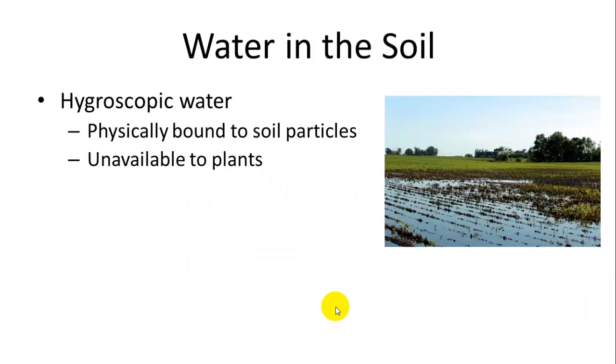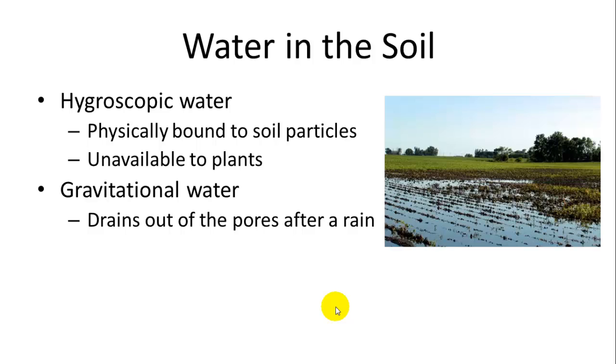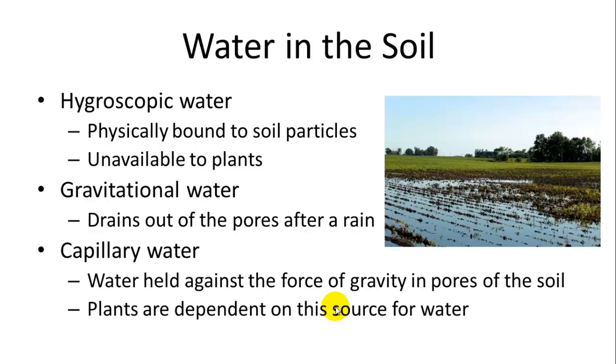Alright, water of course affects the soil. There are three different types of water. Hygroscopic water, in reference to soil, is physically bound to soil particles. These are so tightly bound to these soil particles that they are unavailable to the plants. Gravitational water is water that drains out of the pores after rain. The best type of water is capillary water, which is water held against the force of gravity in the pores of the soil, but is not physically bound to the soil particles. And plants, again, are dependent on that source for water.